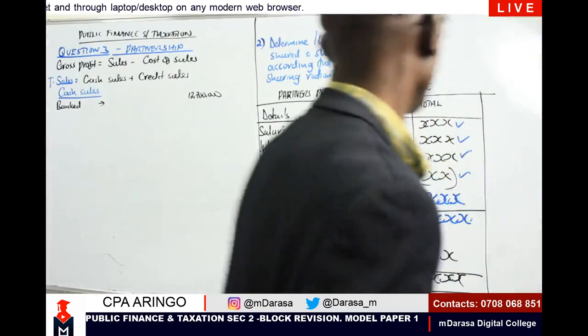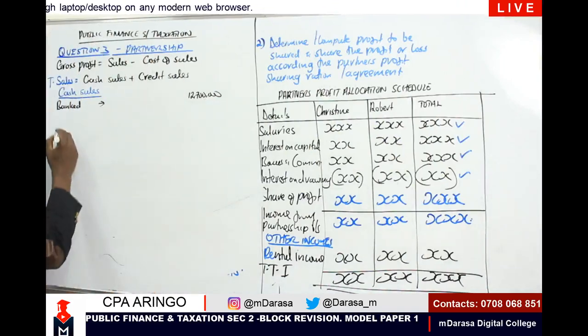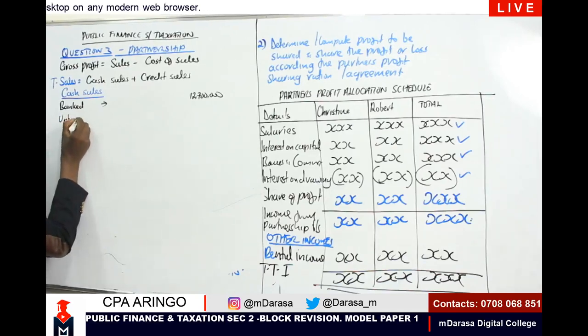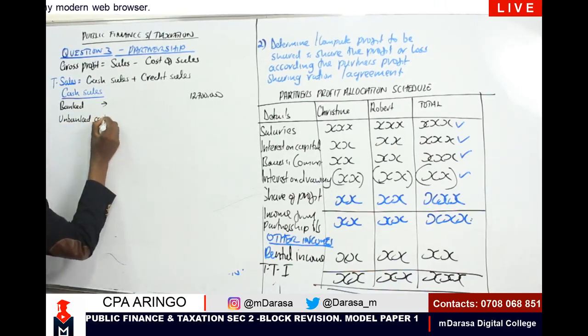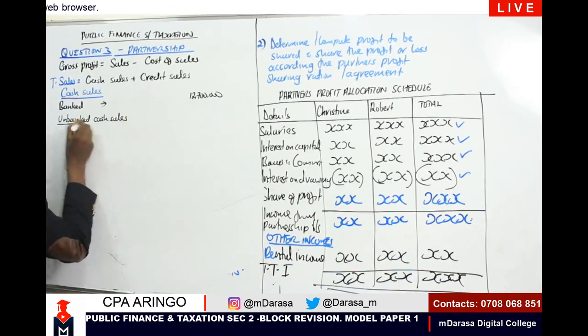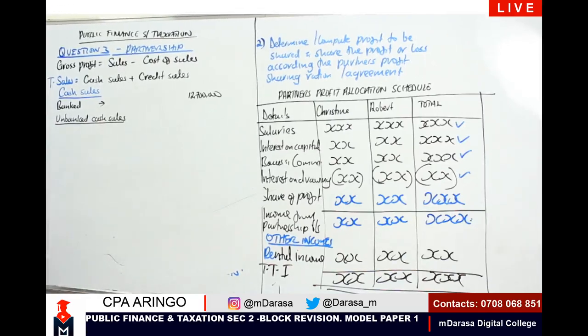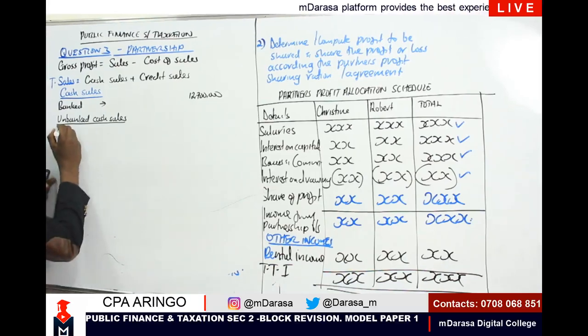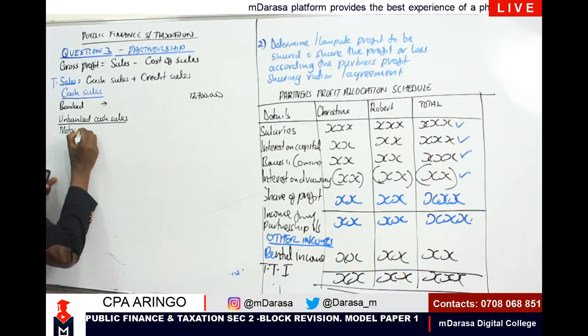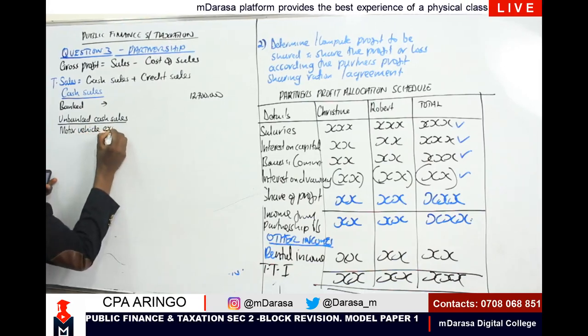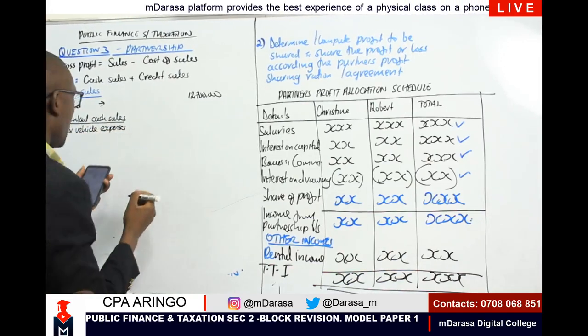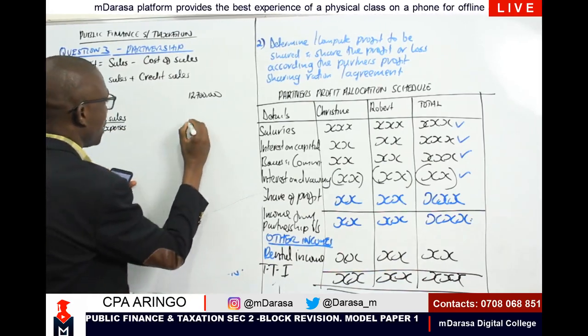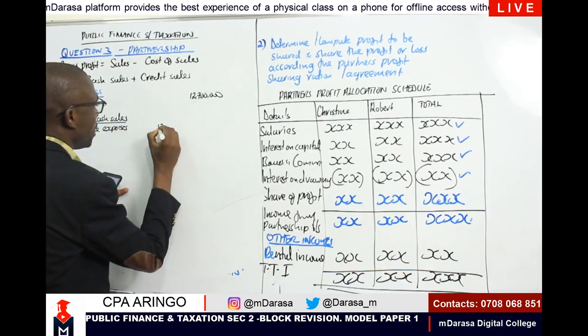So kindly just come and have here unbanked cash sales. Looking at our unbanked cash sales, this is what we'll be having, my good students. I'm having the first case, motor vehicle expenses. I was given a figure of 138,000.